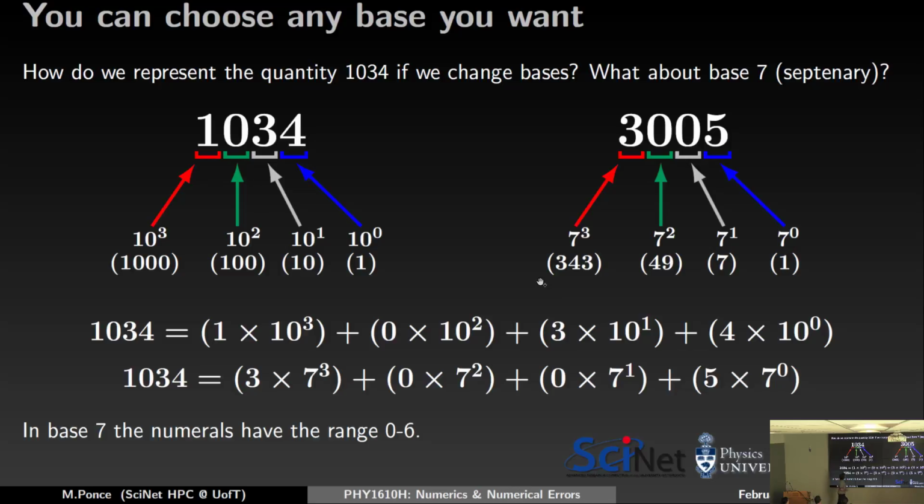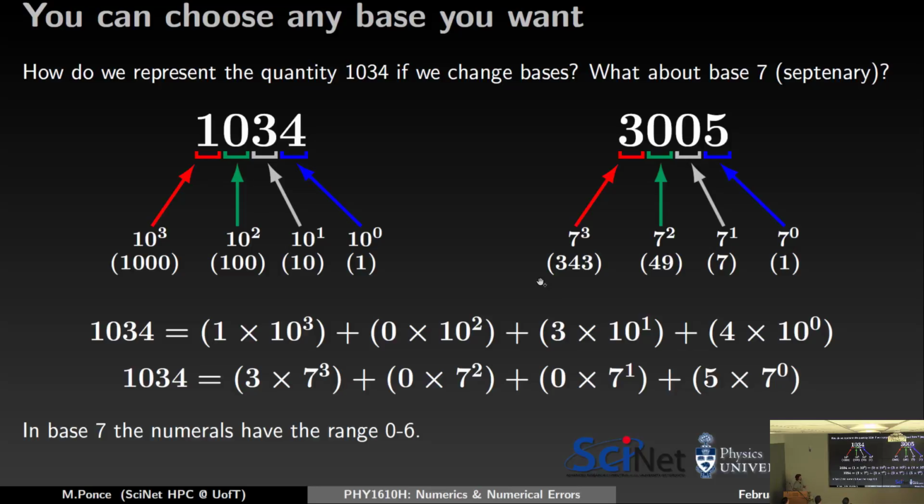Okay, so instead of having the 1000 column, I don't know how I will call it, it's 7 to the power 3, 7 squared, 7 to the 1, and 7 to the power 0. And then I need to adjust the unit in front of each of the columns such that when I try to represent 1034 in decimal base, it gives me 3005 in septenary base. Okay? Does this make sense for everyone?